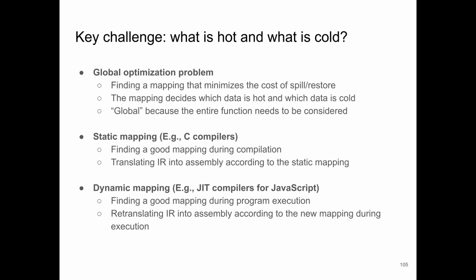So usually we need to find a mapping that minimizes the cost of spill and restore, and it is a kind of reverse thinking. What is hot and what is cold is determined by a good mapping that minimizes the cost of spill and restore.